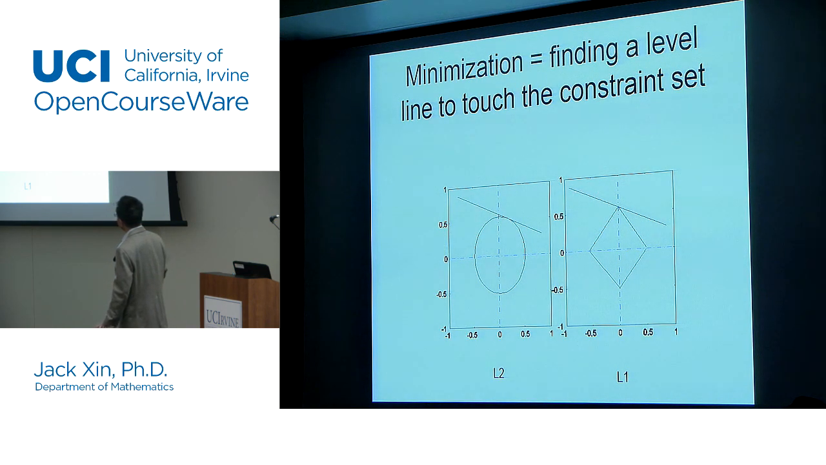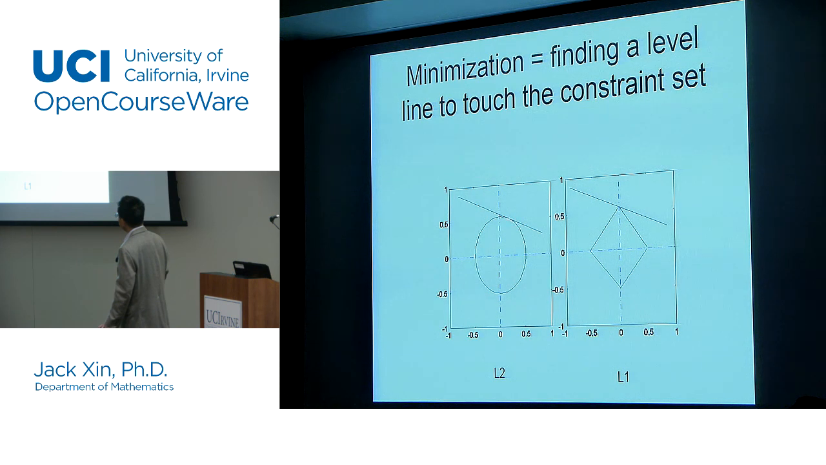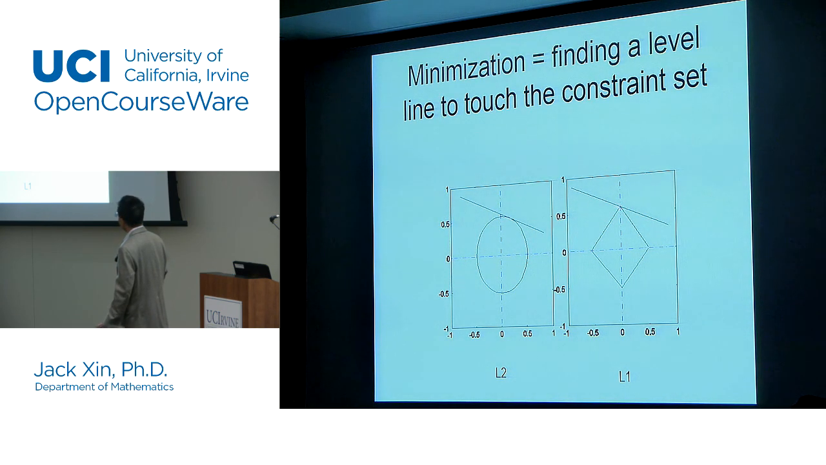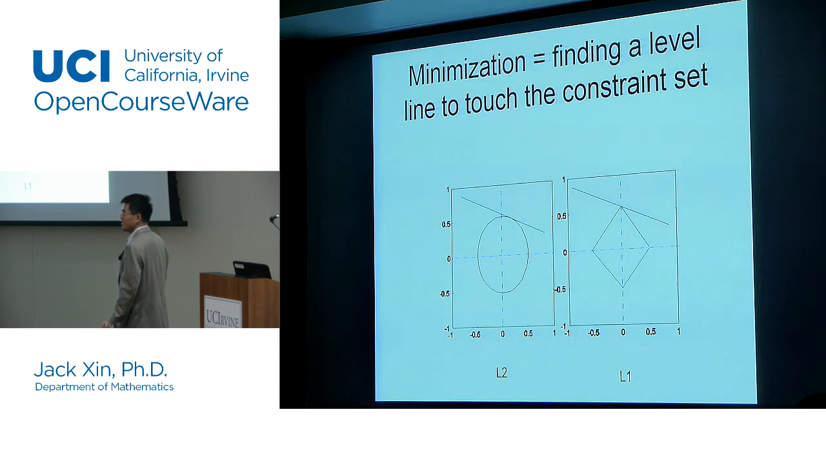So if you touch it with a circle, because it's smooth, typically you will touch somewhere in the first quadrant in this picture, strictly inside, and therefore it's not sparse because both components are positive. But if you touch it with a diamond, the corner will touch the line first, and therefore it's more likely that you get a sparse solution on the axis, either here or here, right? So that picture explains that having corners is an advantage when you look for sparse solutions.